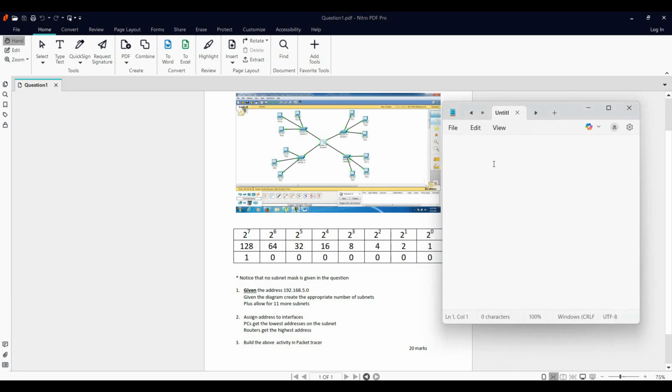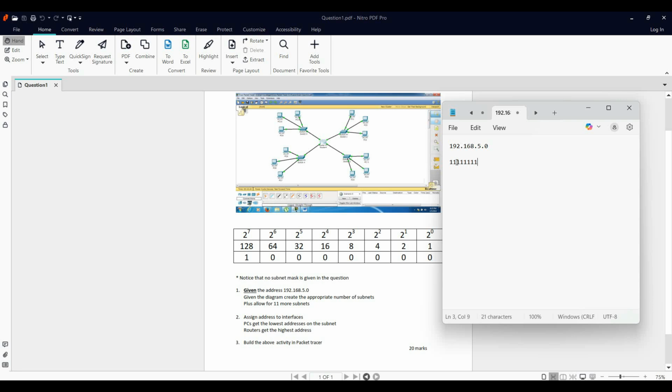So I'll just pull up my notepad. 192.168.5.0. Alright, so we have to assume what our networks would be. So let's find our magic number. Actually, let's find our subnet.